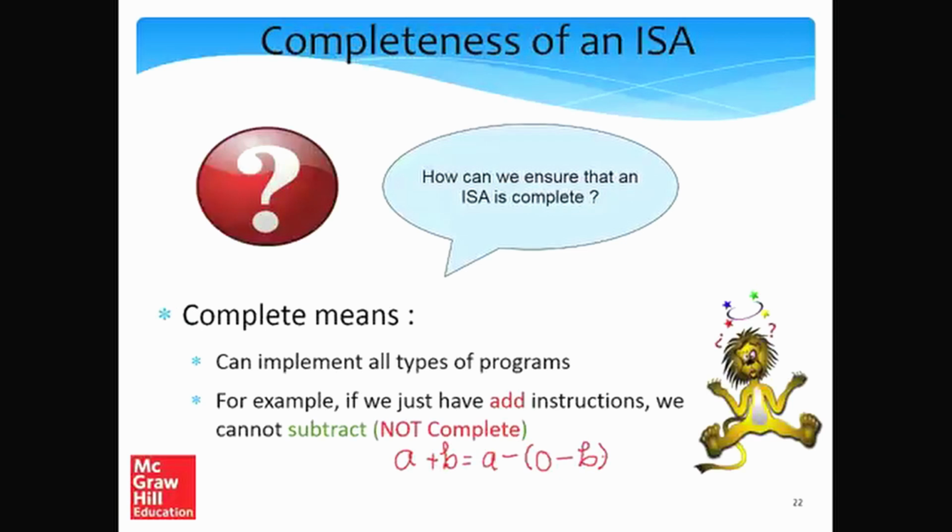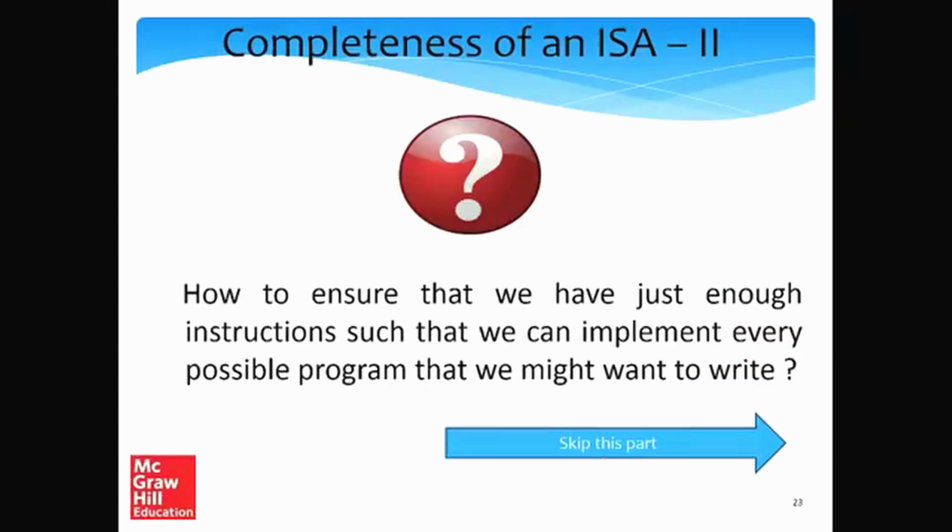So what we need to see is that we need to have a set of instructions such that no other instruction is more powerful than the entire set, and all programs that we want to write can be implemented in that set. So how do we ensure that we have just enough instructions such that we can implement every possible program that we might want to write? Well, to answer this, we need to take recourse to theoretical computer science.